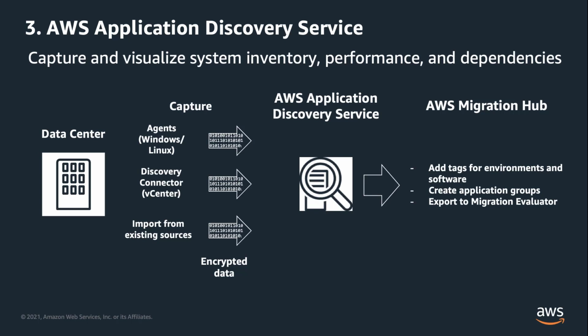Data from all the sources is visible directly in the AWS Migration Hub console, as well as via an API or an export file, and can be analysed by Migration Evaluator to produce a business case and an analytics engine.